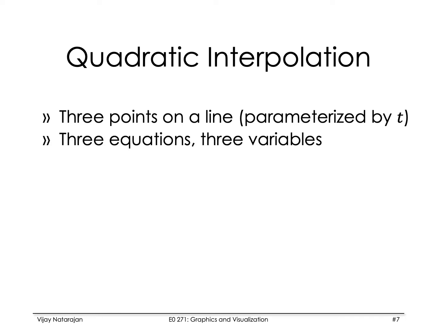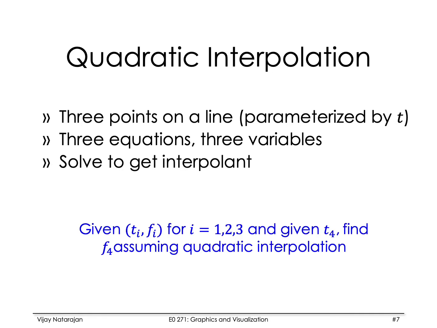And we have the function f sampled at 3 points on this line. So we essentially have 3 equations, 3 variables for a quadratic function on a single variable. So we can solve this to get the interpolant. You can maybe pause for a second and try to do this for yourself. So what you have is t sub i, f sub i for 3 points, i equal to 1, 2, 3, and you are given a generic point t4, and you would like to find f at this point on the line.